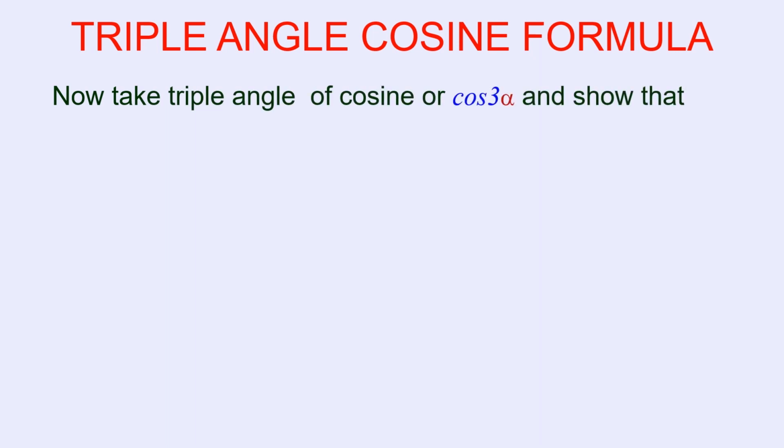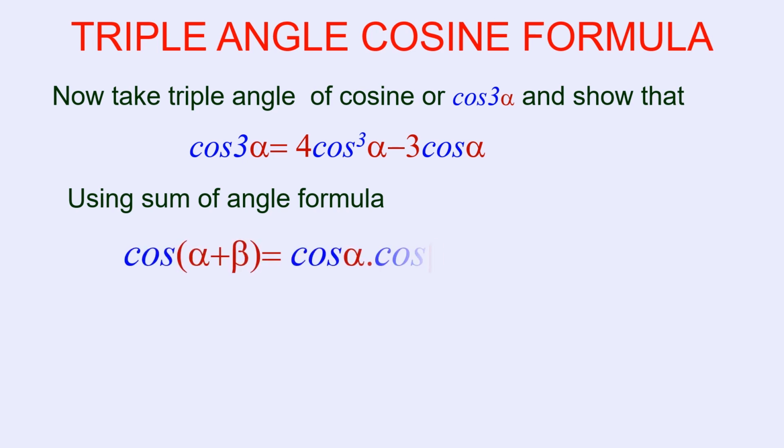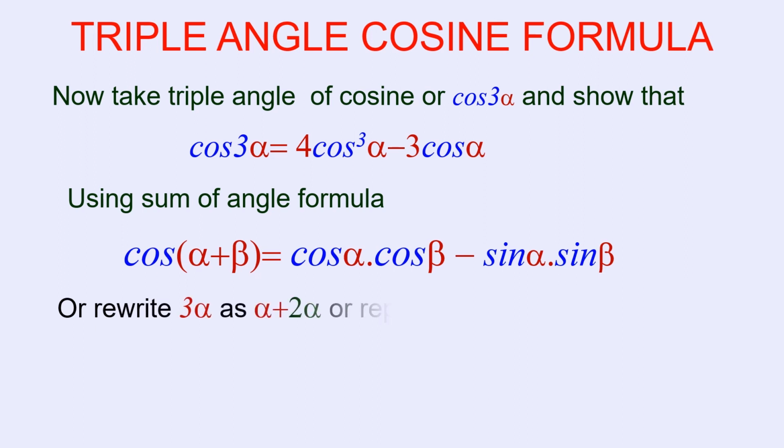Triple angle cosine formula. Now we take cosine of triple angle, or cosine of 3 alpha, and show that the cosine of 3 alpha equals 4 times the cosine cubed alpha minus 3 times the cosine of alpha. Using the sum of angle formula, cosine of alpha plus beta equals cosine of alpha into cosine of beta minus sine of alpha into sine of beta.